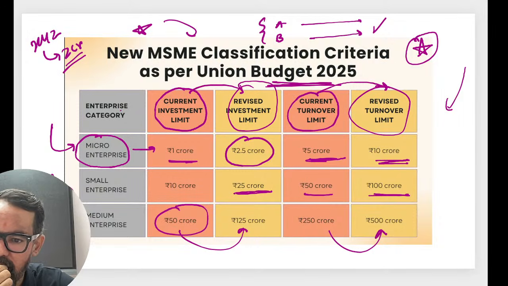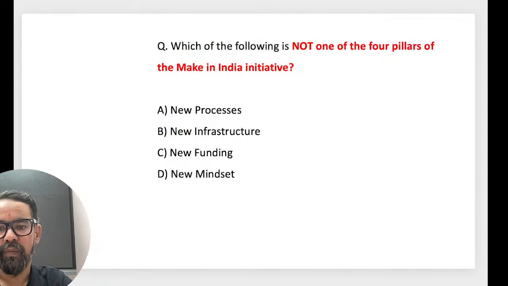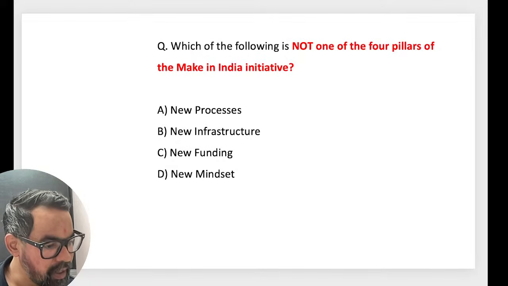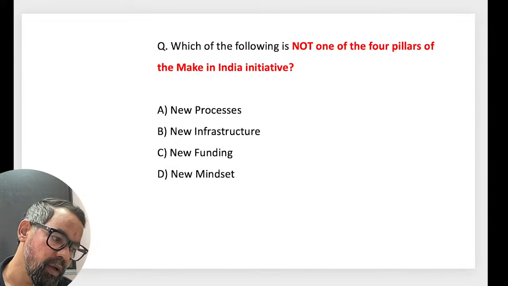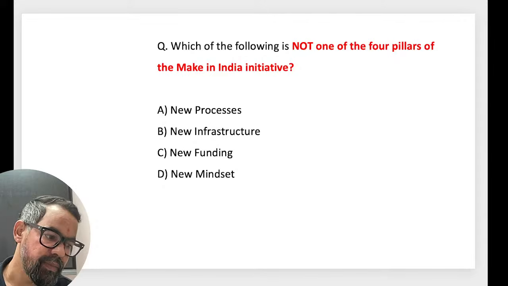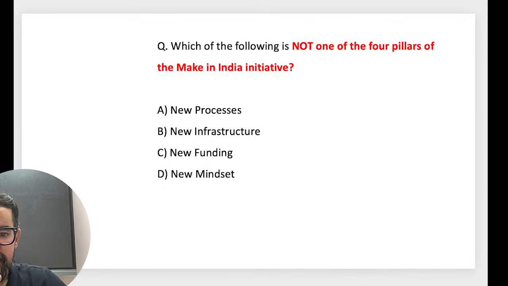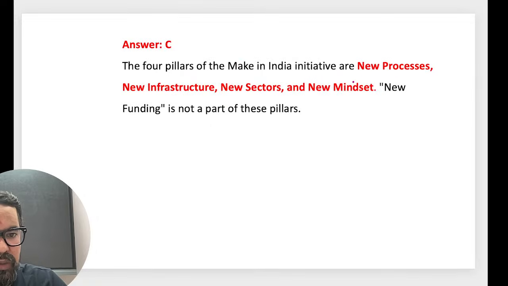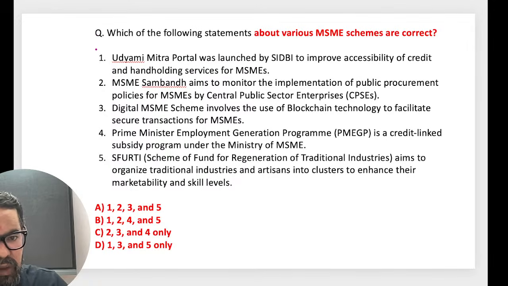Alright guys, next one. So not a 4 pillar of Make in India initiative, it is new funding. ठीक है, C will be the right answer for this one. So we have new process, new infrastructure, new sector and new mindset. ठीक है, new funding is not part of this one. One question around the scheme, various MSME schemes.